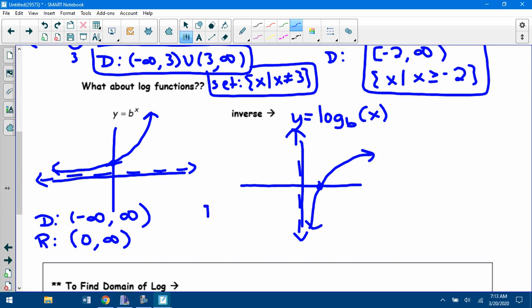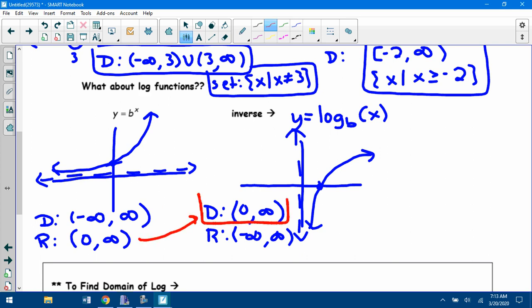The domain over here, I can't go left of 0, and I can't even get to 0 because of that asymptote. So it'd be 0 to infinity. The range goes down forever for sure, and this is growing forever as well, so it's negative infinity to infinity. And that should be no big craziness, because domain and range always flip when I have an inverse.